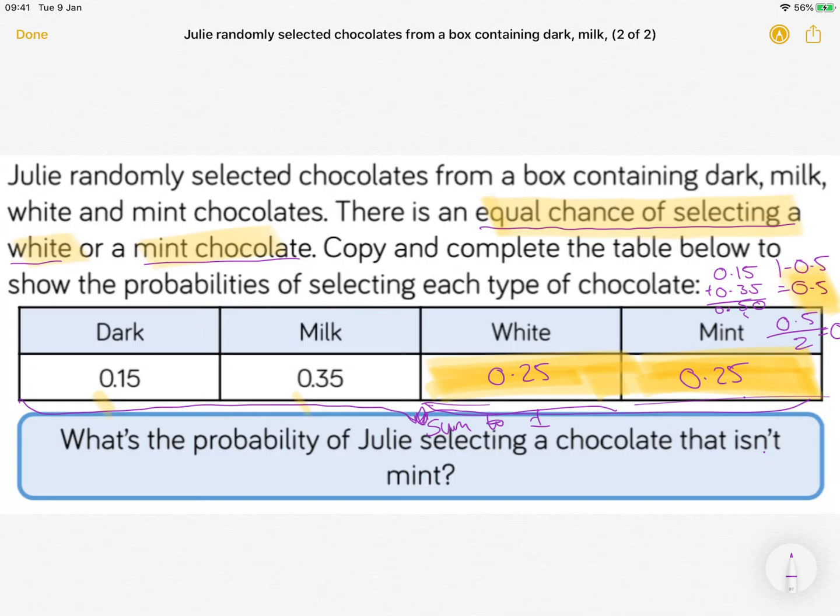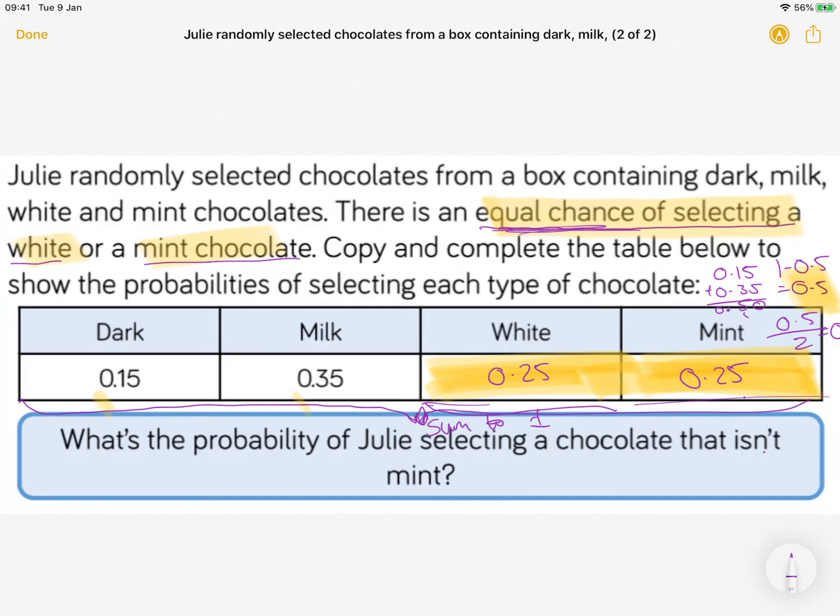I could double check my answer in my calculator. Let's add up all those numbers. 0.15, add 0.35, add 0.25, add 0.25, adds up to 1, so I know I'm doing something right. So the key bit of information there was equal chance, means they have the same probability of happening.